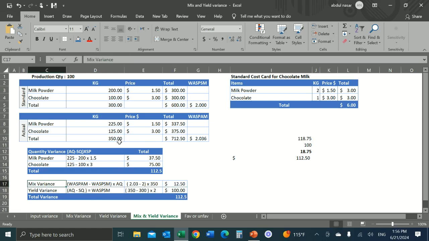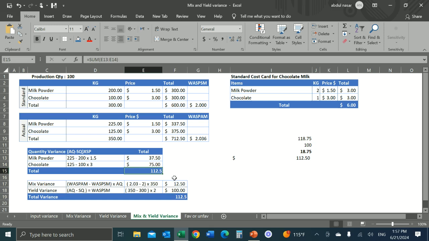Now we will check the quantity variance. What is quantity variance? Quantity variance is not looking at the mix. It is only looking at the total volume. I have used 350. I was supposed to use 300. And here the price we will consider is the weighted average standard price of standard mix, this $2. This is my standard price, right? So 350 minus 300 gives 50, multiplied by 2, so it is going to be 100. Your total is the same, 112, which is equal to your total quantity variance.